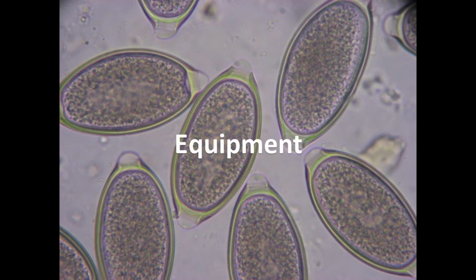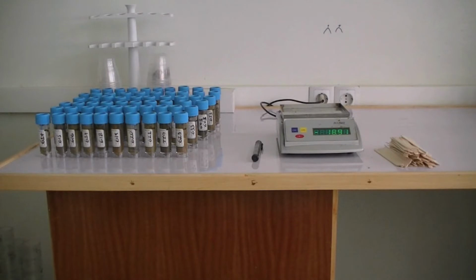1. Equipment. When you want to pool stool samples, the following equipment is necessary: 10 plastic beakers of at least 60 milliliters, a scale, a permanent marker and a stirring device such as a tongue depressor.